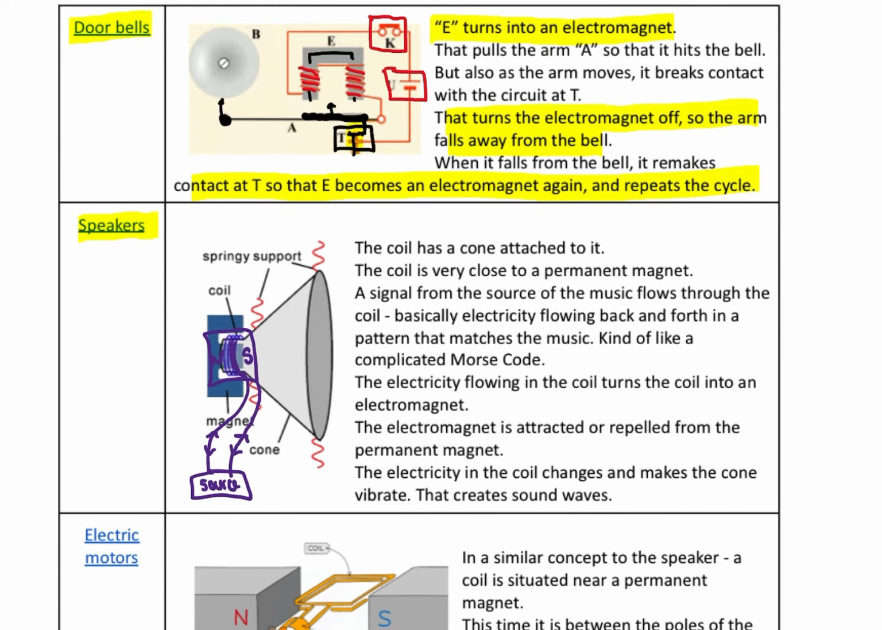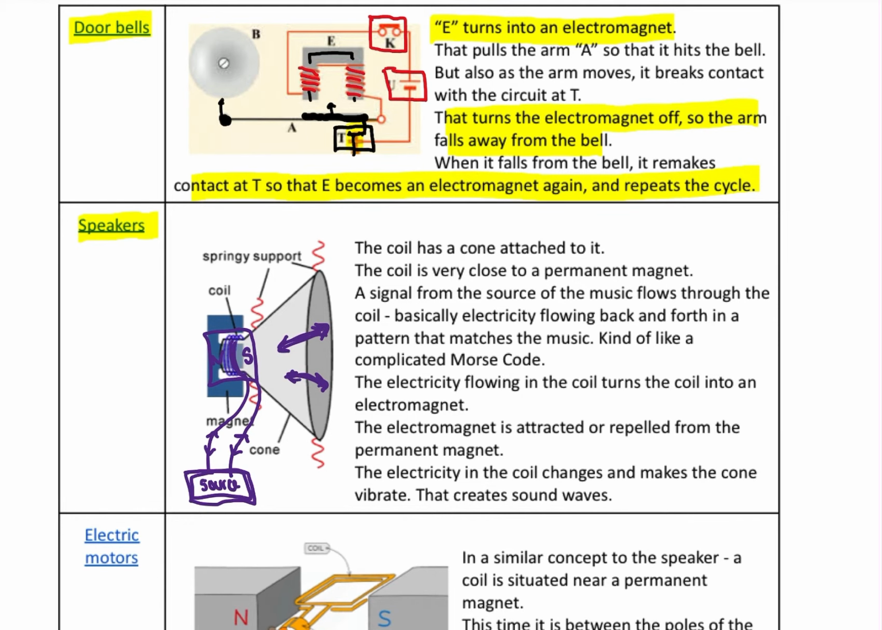What that does is, in one particular direction of current, that pushes this cone outward, and then a split second later, when it switches magnetism, that pulls the cone inward. So the source sends this complicated Morse code electric signal, and the end result is that this cone part wobbles back and forth.